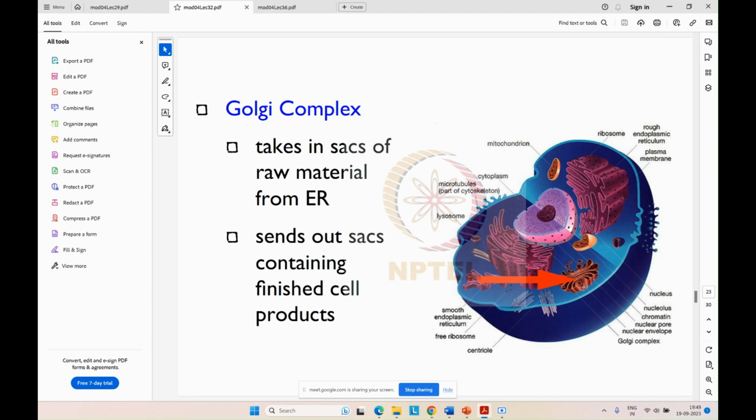Or if these proteins are transmembrane proteins, then they are poked into the Golgi complex's membrane, and the area of membrane which contains these proteins buds off from the Golgi complex and goes onto another membrane. It can be the cell membrane, or it can be the ER, or it can be mitochondria, and it attaches there and performs its function.